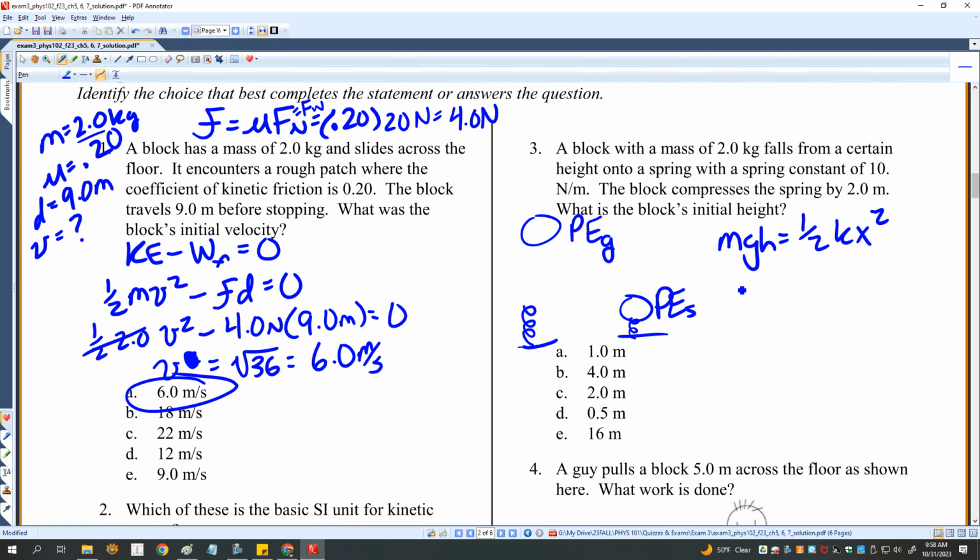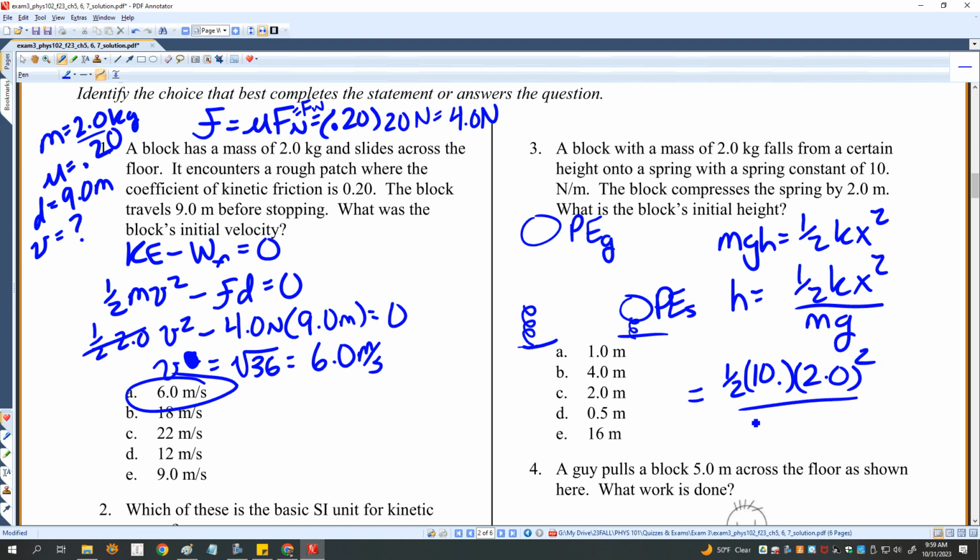I'm looking for h, so it's 1/2 kx squared divided by mg. That's equal to 1/2 of k, which is 10, times x squared. It compresses by 2 meters, divided by the mass, which is 2.0 kilograms. This is the 2.0 meters, times g. Those cancel. It's 1/2 force, so it's equal to 1 meter.